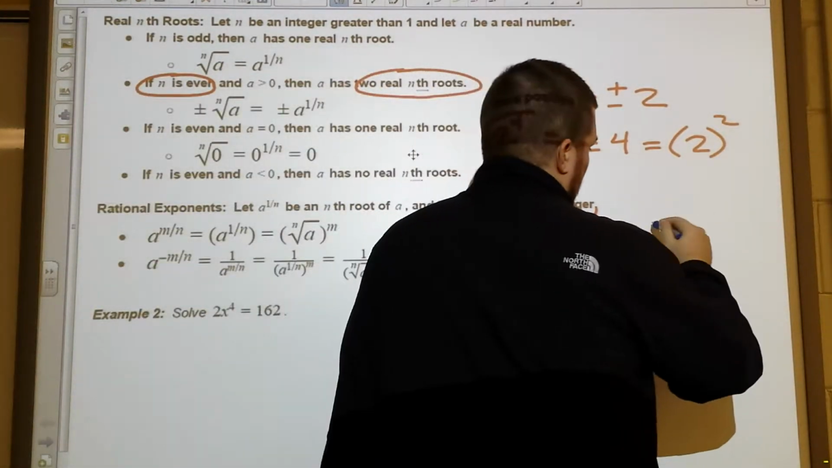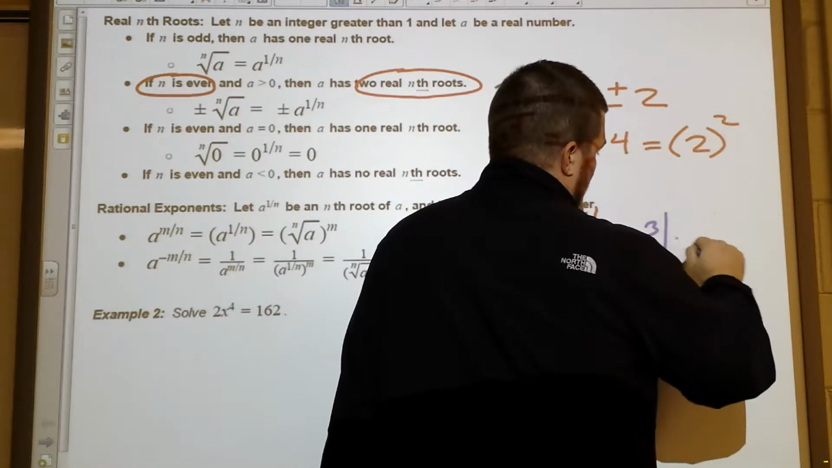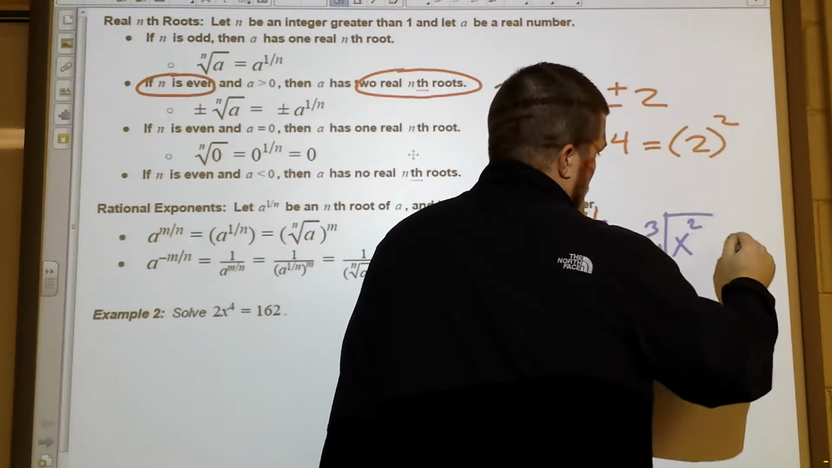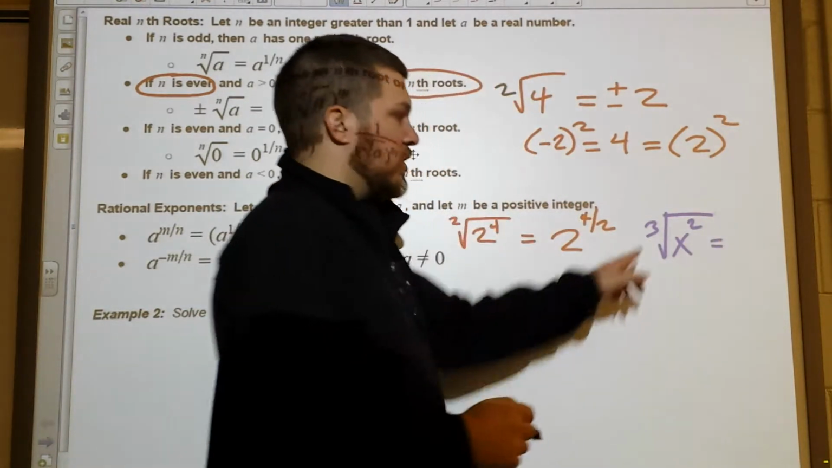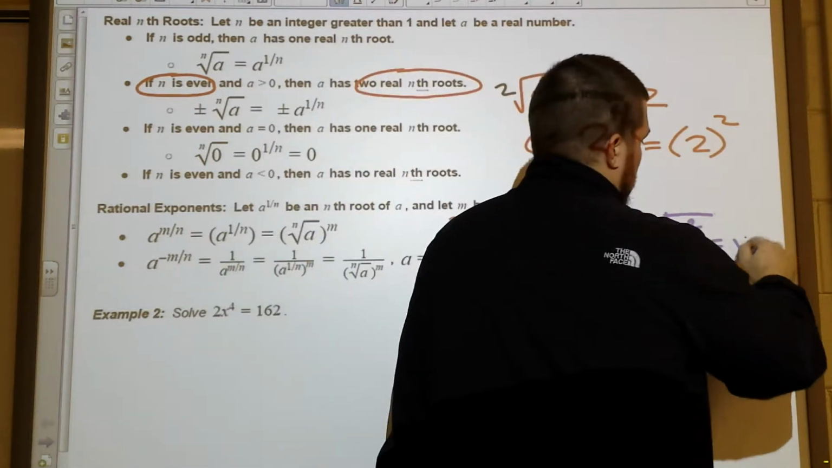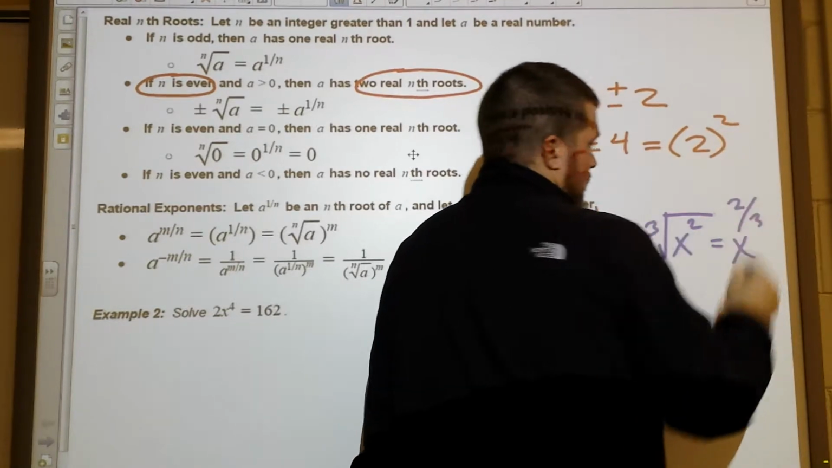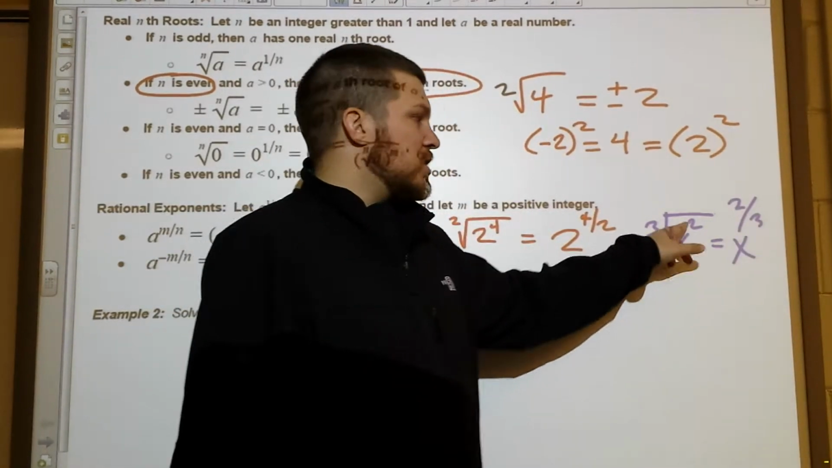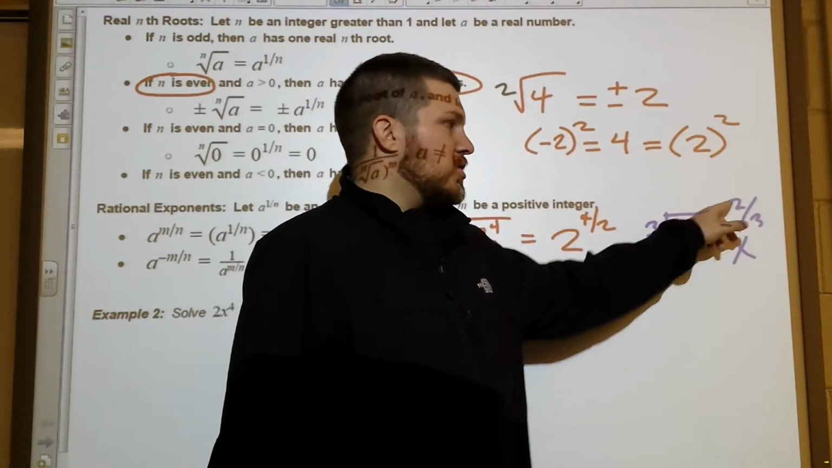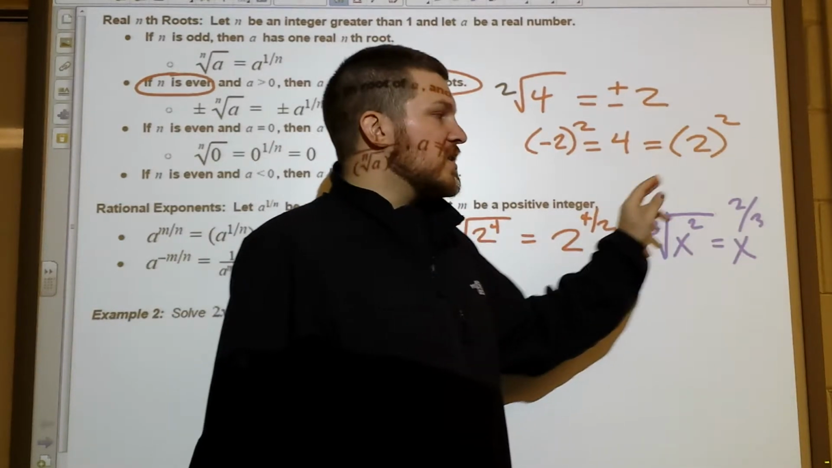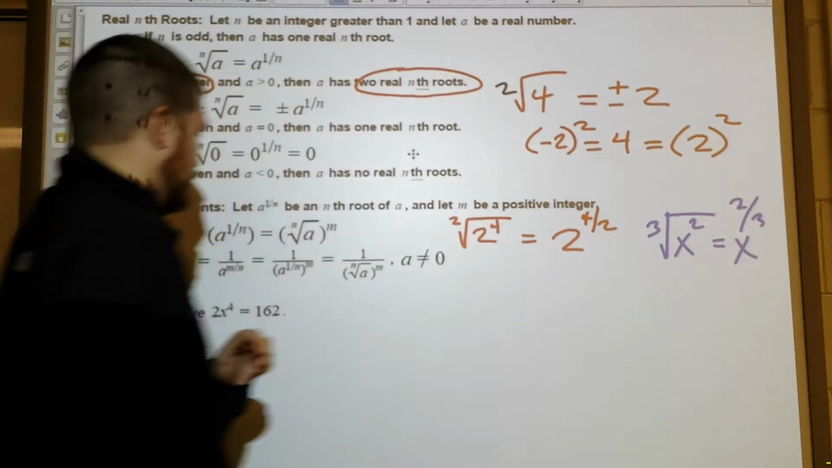Let's do another example now. Suppose I had the cubed root of x squared. Well, you can rewrite that as, again, your index goes on the bottom of your fraction, and then your power goes on top. So the cubed root of x squared can be rewritten as x to the 2/3 power. The index is always going to go on the bottom.